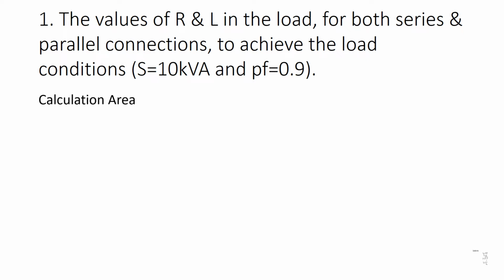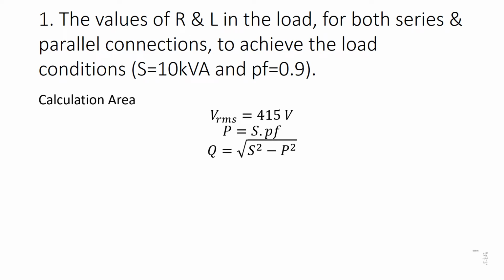First you will see the calculation area. In this calculation area, before we calculate the load, in both parallel and series, we have to do a few calculations. We were given VRMS, so we have to identify the load. The load will have a VRMS of 415. This is the voltage for the load. From that we can find the active power P. Active power P is equal to S multiplied by the power factor.